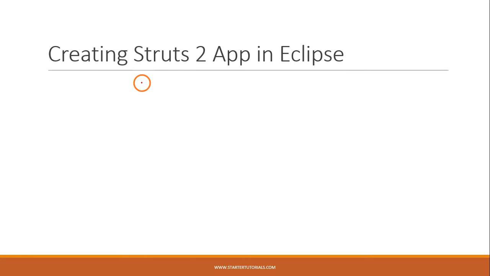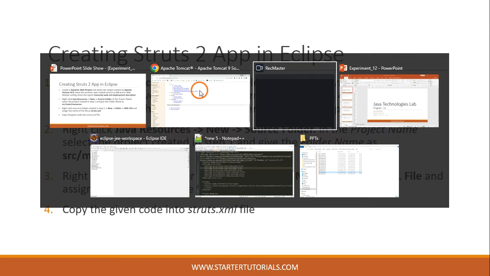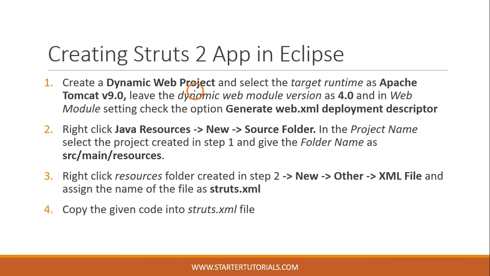Now let's see how to create a Struts 2 application using Eclipse. Now let's see the steps. I will follow these steps in parallel using Eclipse. So let me bring up Eclipse. Okay, so here we have Eclipse. The first step is to create a dynamic web project, and select the target runtime as Apache Tomcat version 9.